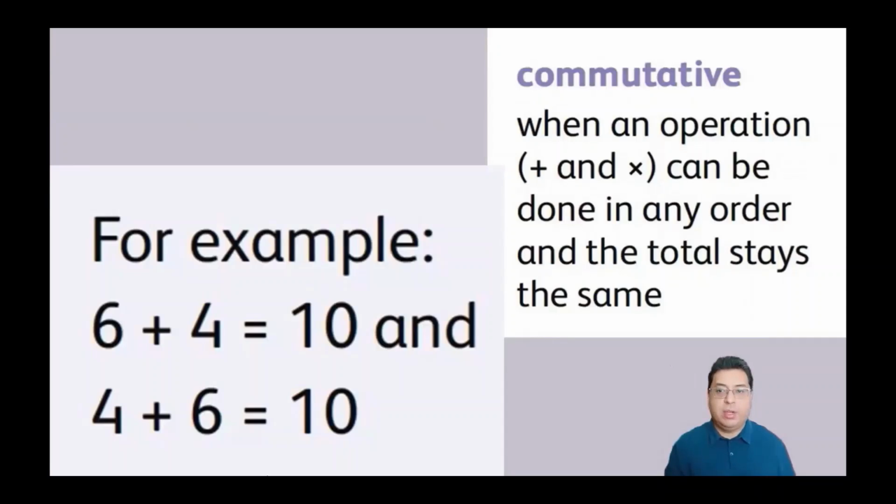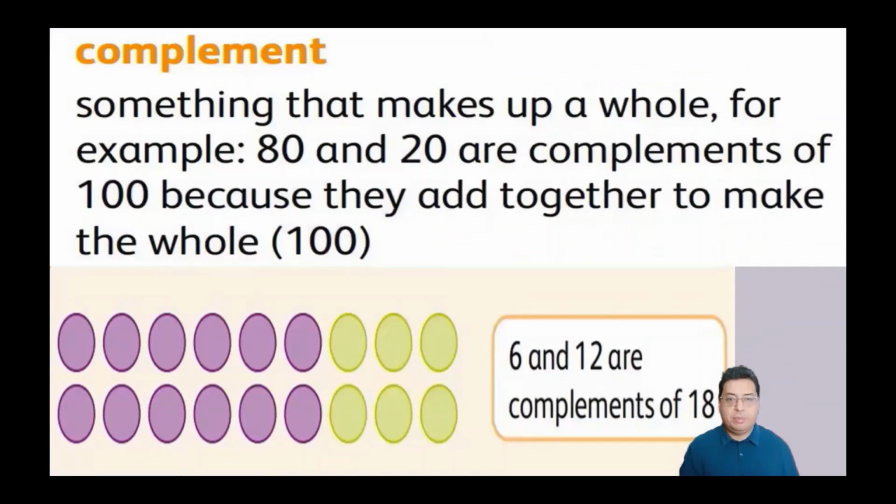Commutative, when an operation, plus and times, can be done in any order and the total stays the same. For example, 6 plus 4 equals 10, and 4 plus 6 equals 10 are both examples of commutative. Complement, something that makes up a whole. For example, 80 and 20 are complements of 100 because they add together to make a whole. So for this example here, I've got 6 and 12 are complements of 18.